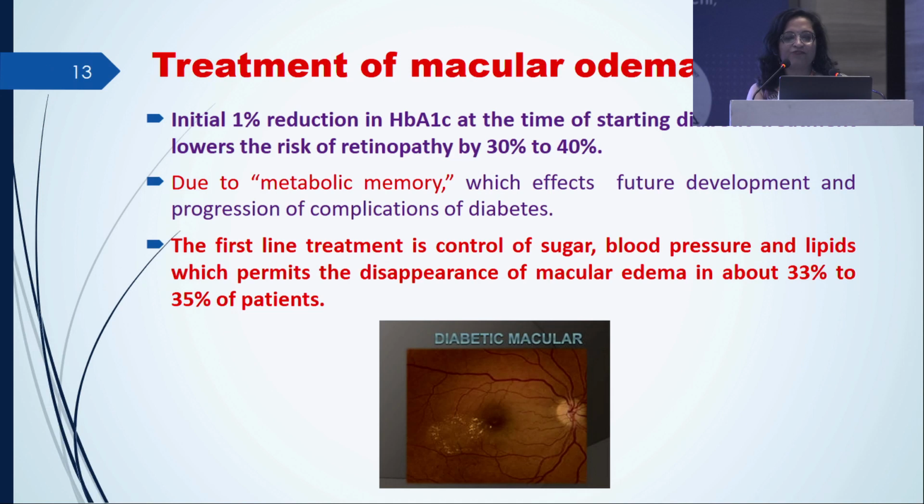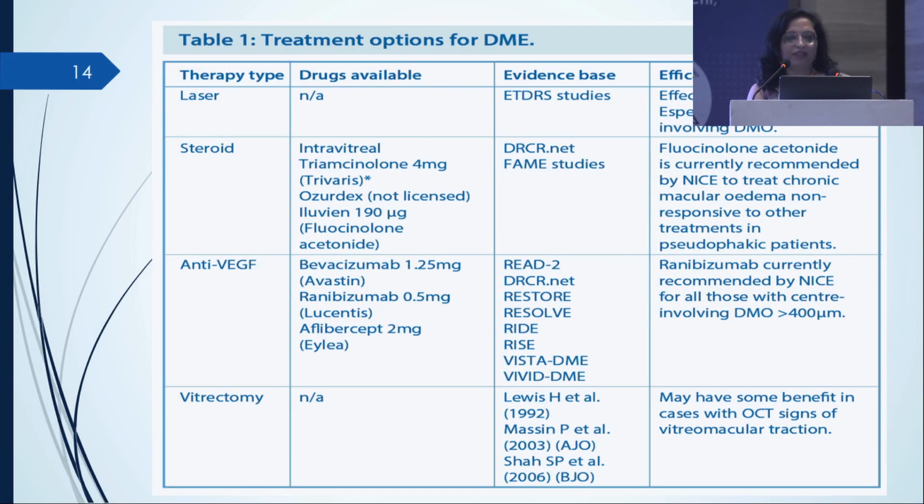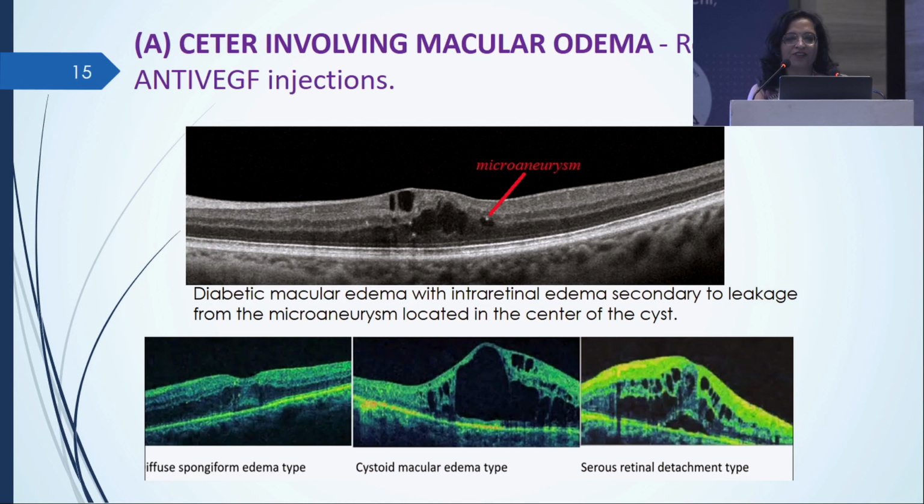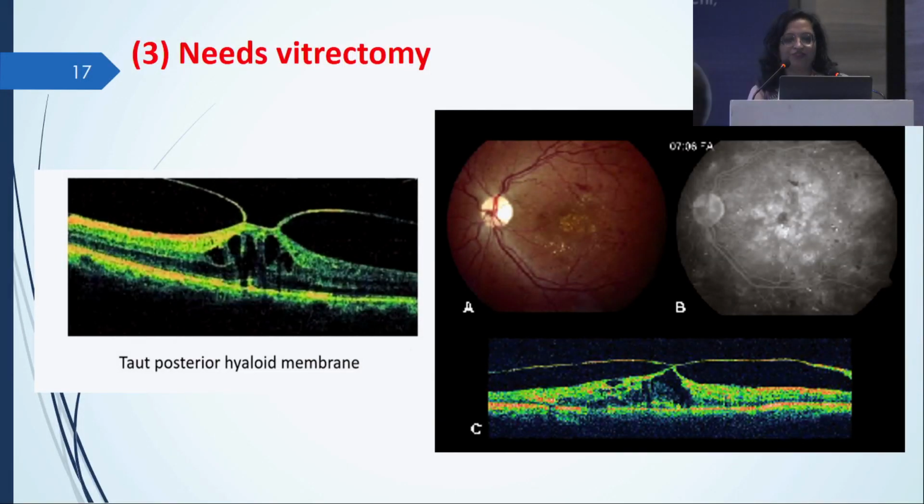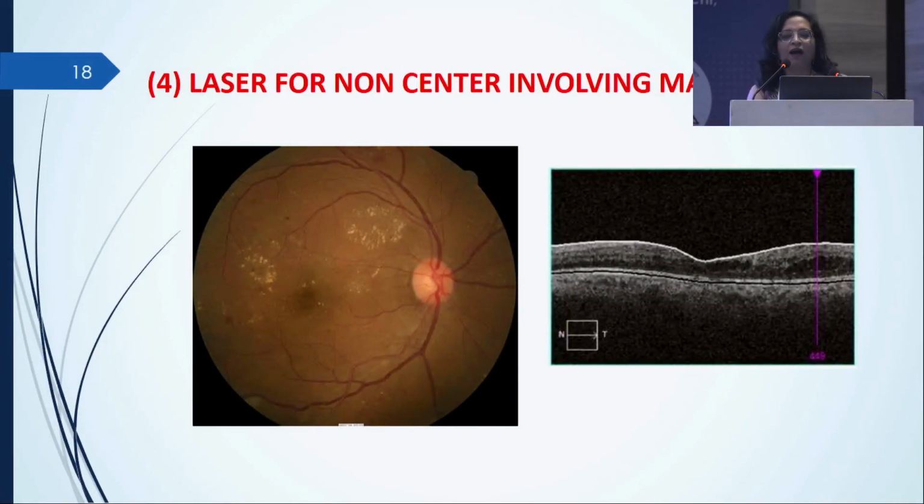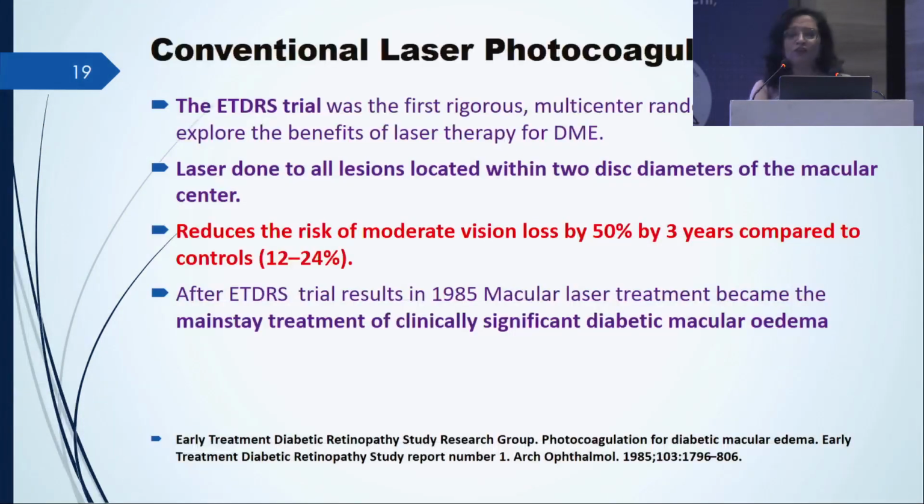So the first line of treatment is not only to control the sugars, but also to control the blood pressure, lipids and associated pathologies, which will control the disease and the edema by 35%. And then there are so many studies which come across giving us the importance of each and every aspect of treatment of diabetic maculopathy. As said, central involving with anti-VEGF, steroids and anti-VEGF in combination, or vitrectomy when there is a taut hyaloid membrane, or lasers when there is a non-center involving macula.